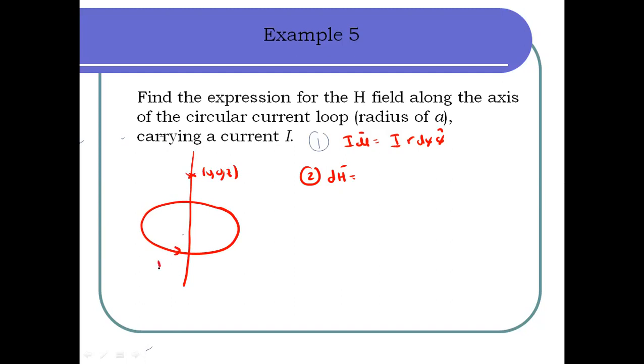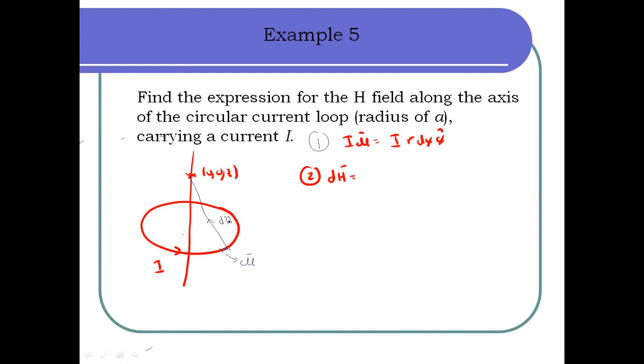The current is in this direction. Here is I, and the element is here. Sorry, this is the element of the L vector over there, the DL vector element. So the DH is produced by this DL element to this point of 0, 0, Z. So that should be the DH.